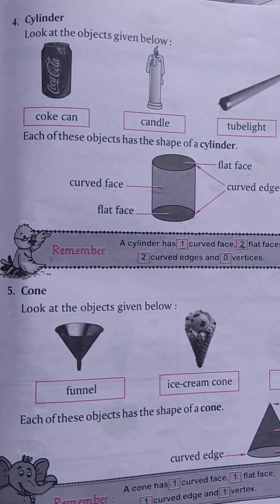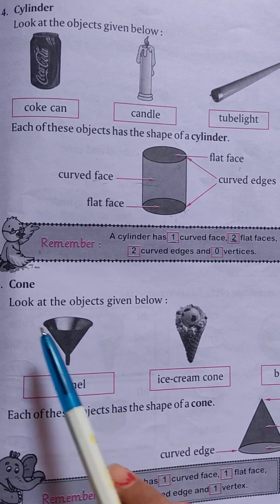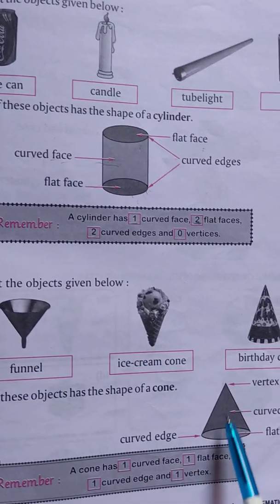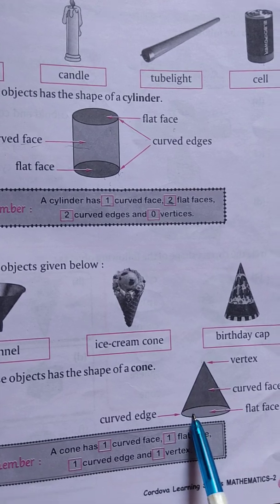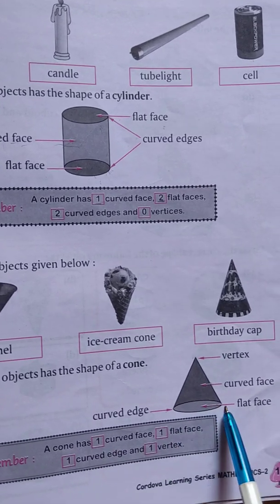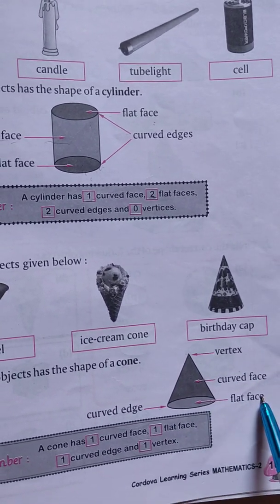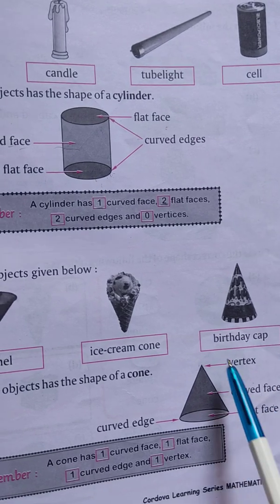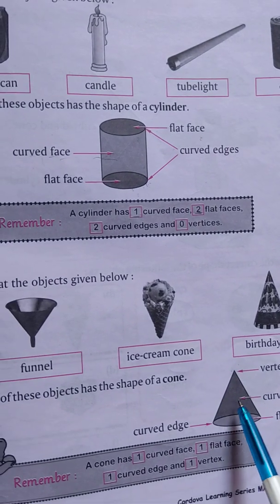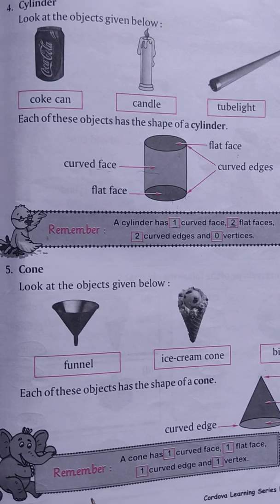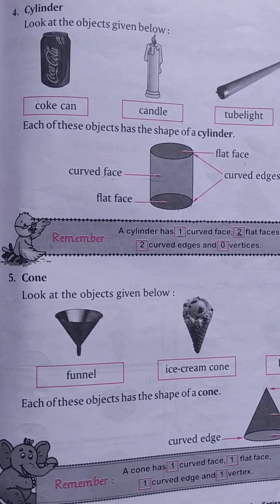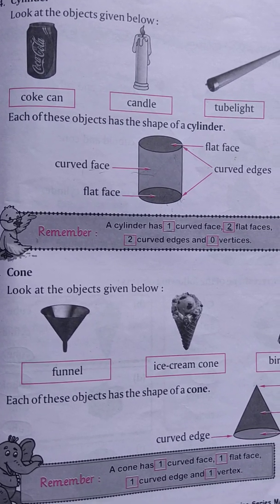Okay. Now, cone. Cone looks like triangle. There are 1 curved edge, 1 curved face, 1 flat face and 1 vertex. This is called cone. Okay. So these are solid shapes.